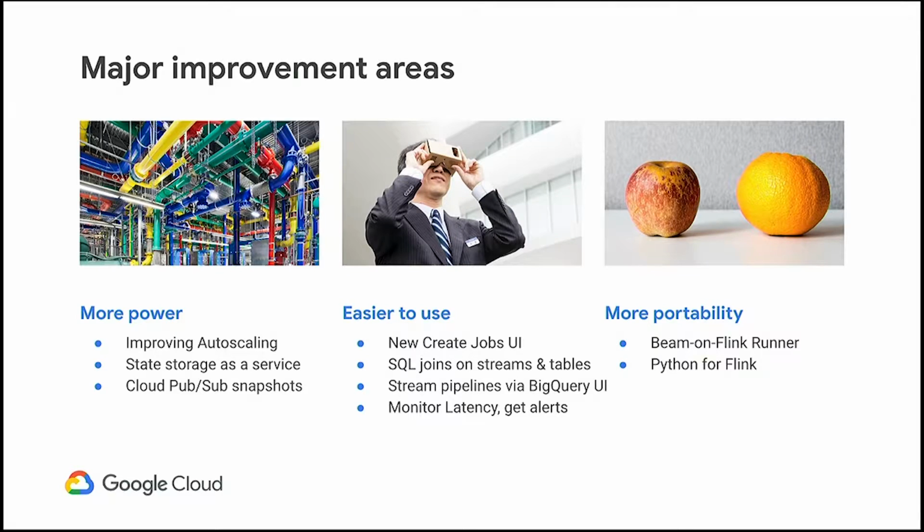Now let's talk about what's new. We bucketed the new things into three major investment areas or improvement areas. The first one is making our streaming technologies more powerful. And here we have improvements in auto-scaling, the separation of state storage from compute, providing a state service on the back end. This helps really, really well with auto-scaling. And then launching snapshots on the PubSub side, or in Cloud PubSub.